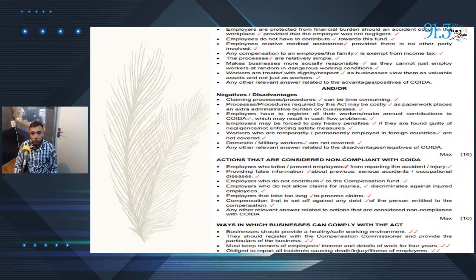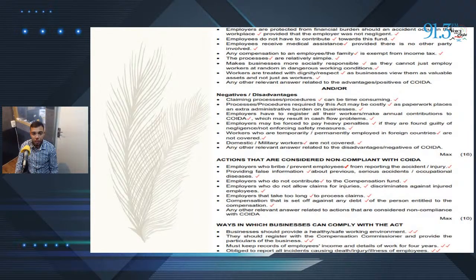So the actions that are considered non-compliant with COIDA would then be employers who bribe or prevent employees from reporting the accident or injuries, employers who do not contribute to the compensation fund, employers who do not allow claims for injuries, discriminate against injured employees, and also employers that take too long to process claims. Remember, once you get injured in a workplace, you have to tell your employer about it or complain within the first 5 to 7 working days.